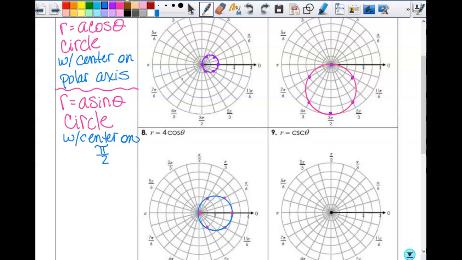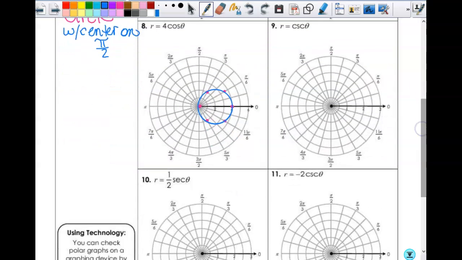All right, so let's look at number 9. This is r equals cosecant theta. Cosecant is the reciprocal of what? Sine. So this could be r equals 1 over sine theta. We're going to graph this. I just want you to think, without speaking, about what you think this graph is going to look like. It's between you and yourself. And then we're going to go graph this.